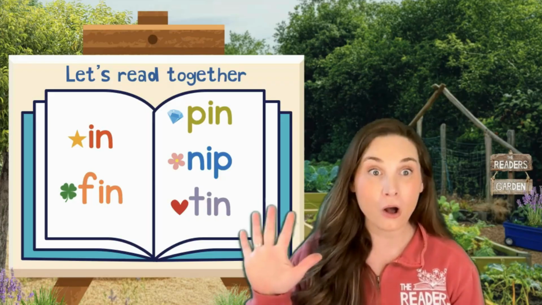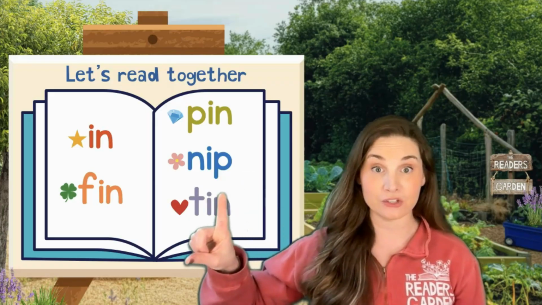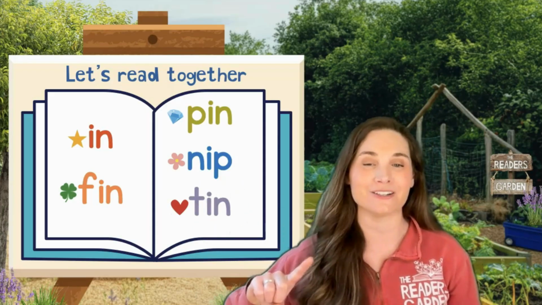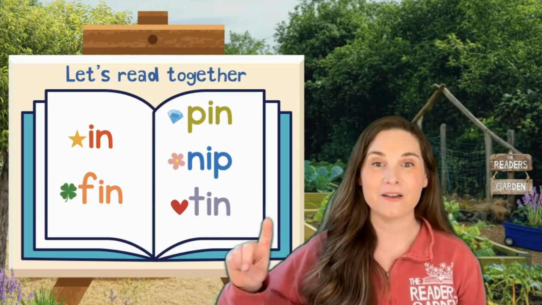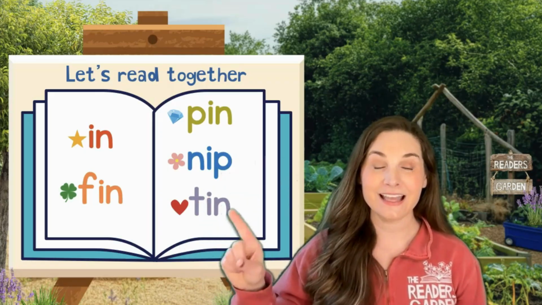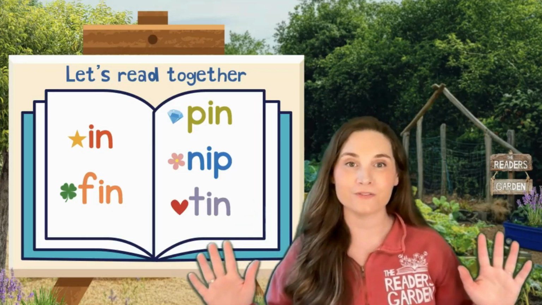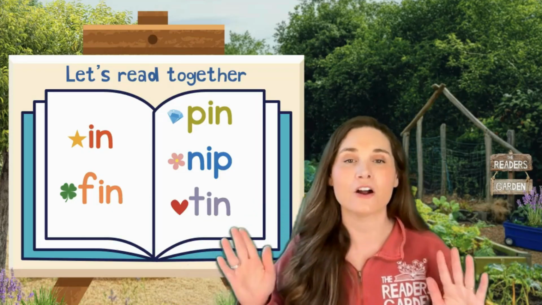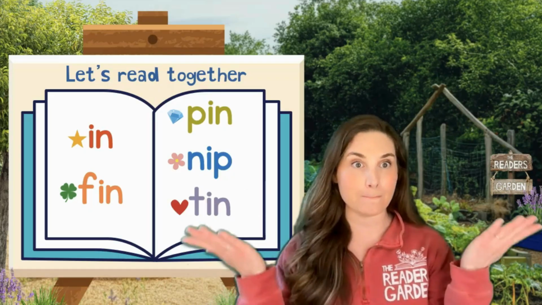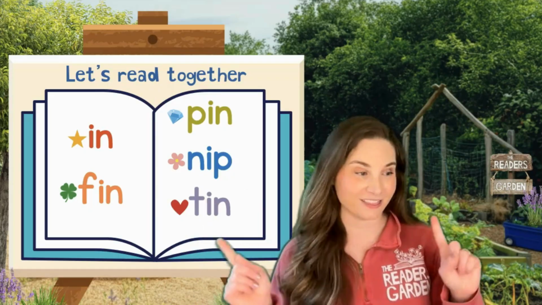We read all 5 words. Let's read them all, starting from the word with the star and ending with the word with the heart. In, fin, pin, nip, tin. Wonderful reading. We did some reading of our CVC words and we used some body-coda blending. That is pretty awesome. Let's keep going.